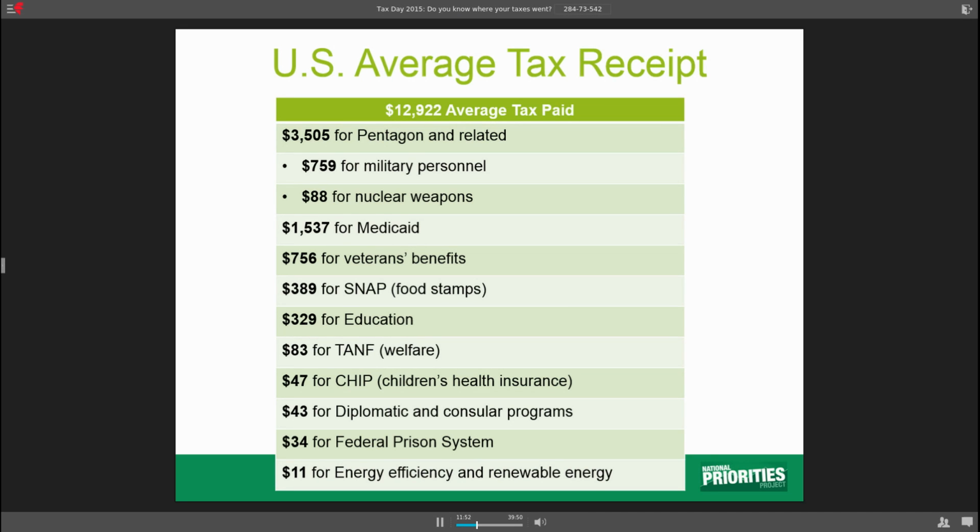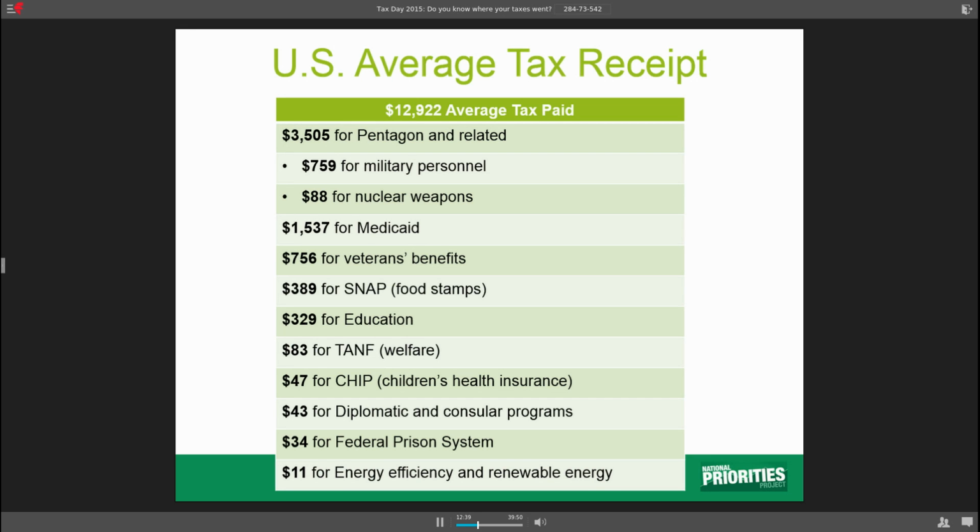Out of that almost $13,000 in average tax paid, about $1,500 would go to Medicaid. A little over $750 would go to veterans benefits. About $389 would go to SNAP, the Supplemental Nutrition Assistance Program, or food stamps. About $329 would go toward education. About $83 would go to welfare. $47 for Children's Health Insurance Program, $43 for diplomatic and consular programs. Those are diplomatic programs largely at the State Department. $34 for the federal prison system, and only $11 for energy efficiency and renewable energy.